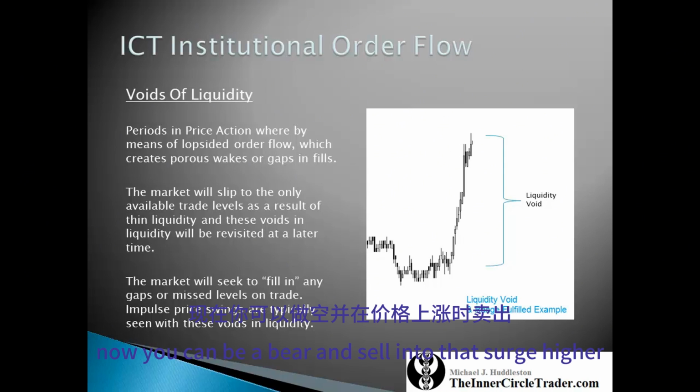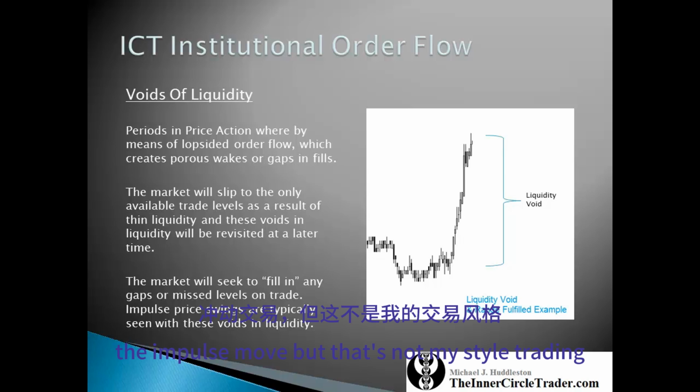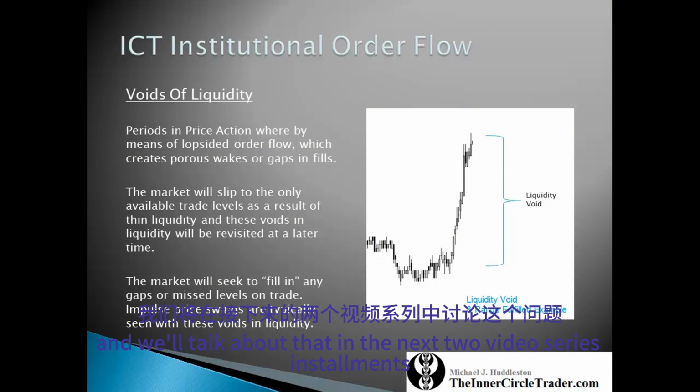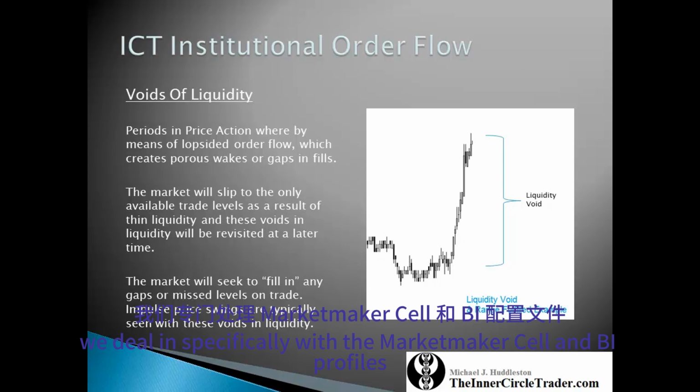Now you can be a bear and sell into that surge higher. You can do that, with the anticipation of seeing a retrace back into the impulse move. But that's not my style of trading. But I do employ that approach with looking for exits when I do trade short with the market maker sell profile. And we'll talk about that in the next two video series installments. We'll be dealing specifically with the market maker sell and buy profiles.